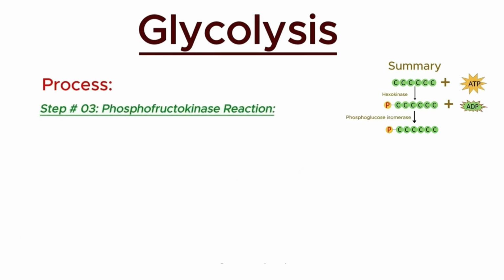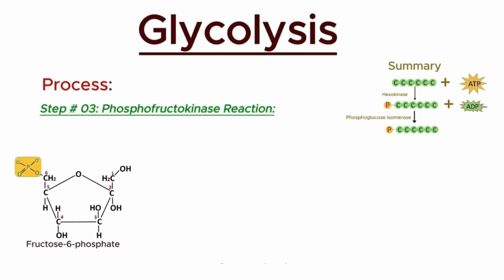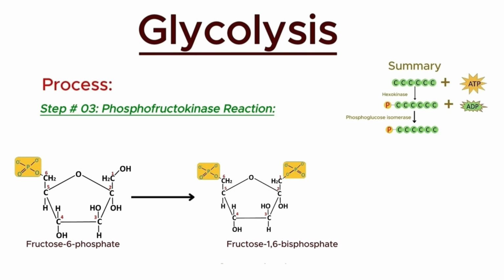In the third step of glycolysis, fructose 6-phosphate is phosphorylated to form fructose 1,6-bisphosphate. This reaction is catalyzed by the enzyme phosphofructokinase 1, which is one of the key regulatory enzymes in glycolysis.